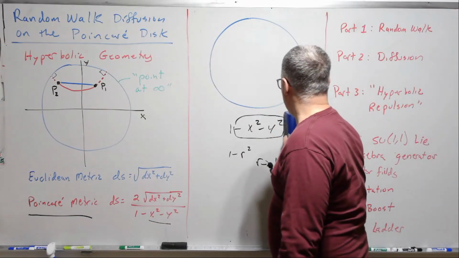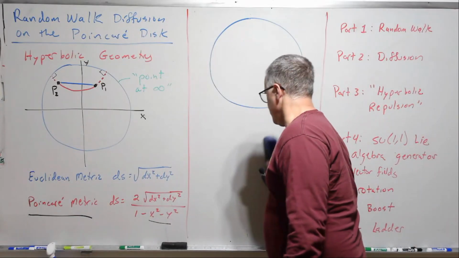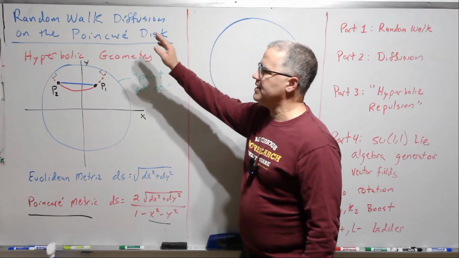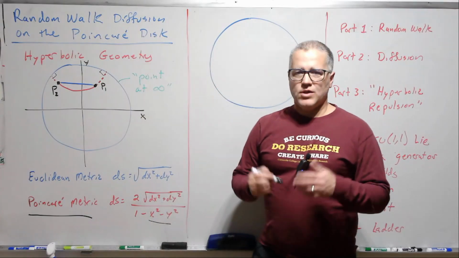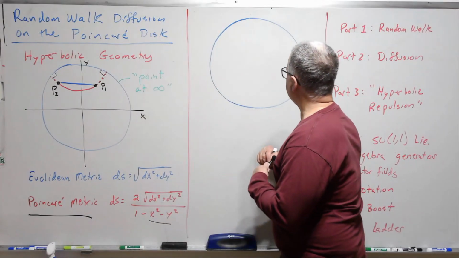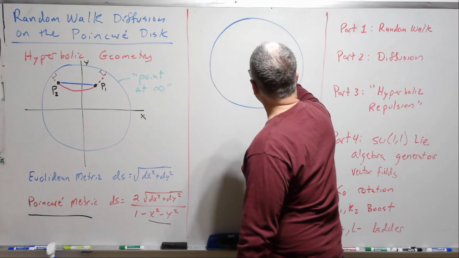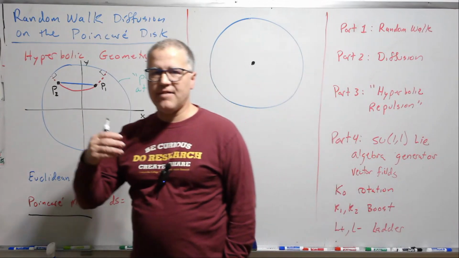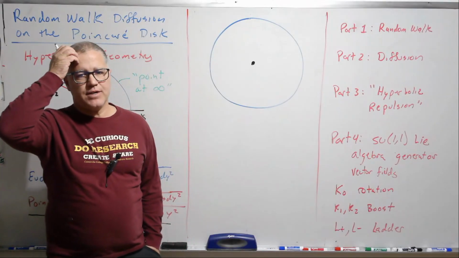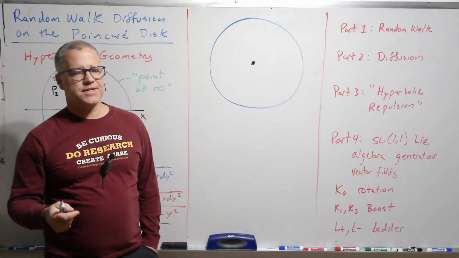Okay, so how is this going to affect the random walk? Well, let's imagine the Euclidean case first. If I have some point here, we're going to just have the computer simulate this random walk. There's lots of different ways to do that.